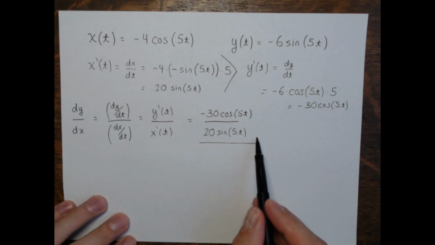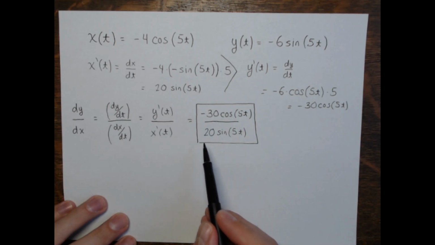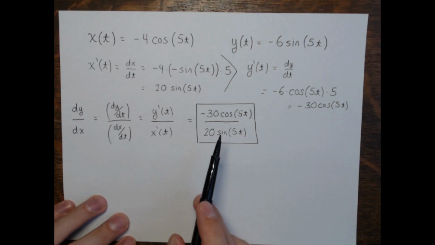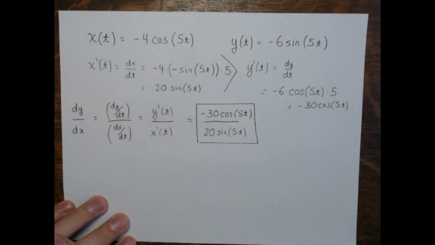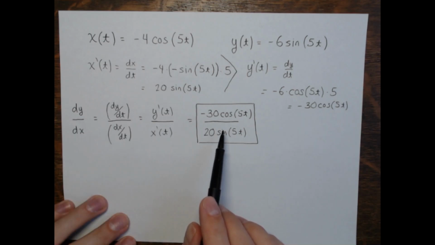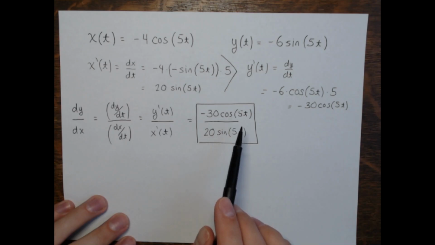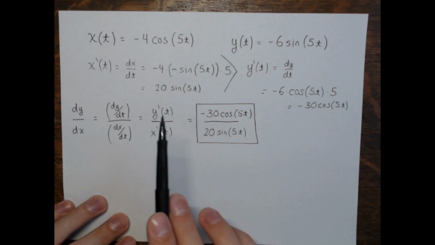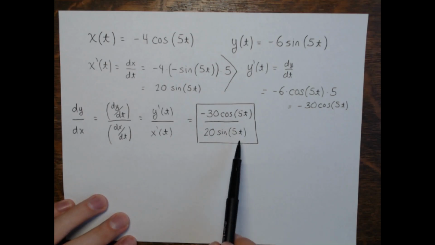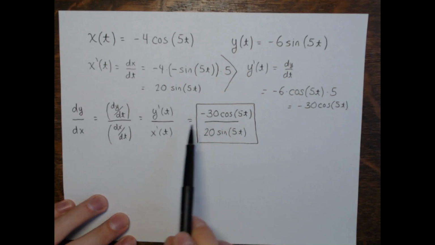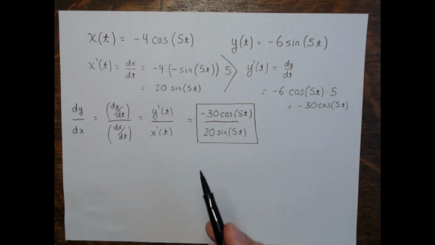And this is great. This works. This expression here is going to give us the slope of the tangent line to any point on the ellipse traced out. Remember I said this would be an ellipse. I'll show you in a second. This will give us the slope of the tangent line anywhere. You just have to know the value of t at whatever point you're at on the ellipse. You have to know the value of t that got you there in order to plug it into here and find the slope of the tangent line.